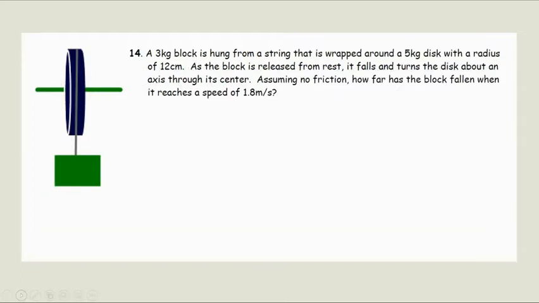Our next question is a 30 kilogram block is hung from a string that is wrapped around a 5 kilogram disc. So we have a 3 kilogram block. We have a 5 kilogram disc with a radius of 12 centimeters. As the block is released from rest, it falls and turns the disc about an axis through its center. Assuming no friction, how far has the block fallen when it reaches a speed of 1.8 meters per second?